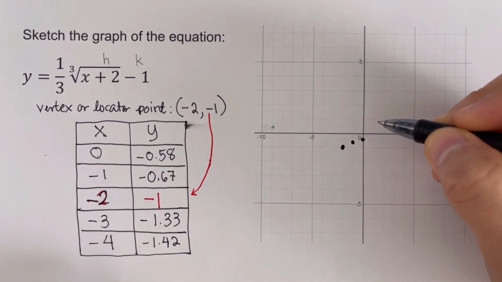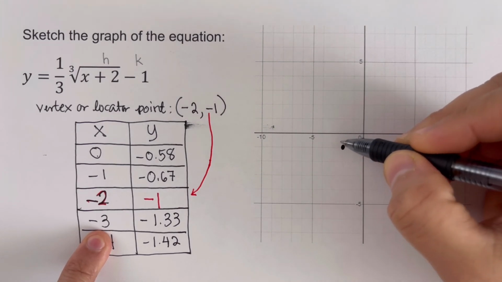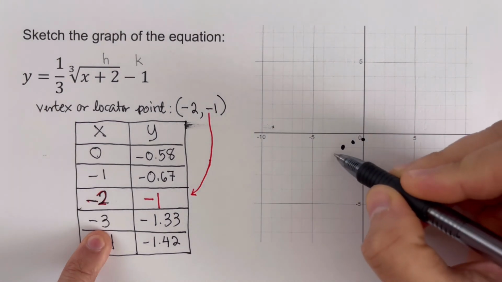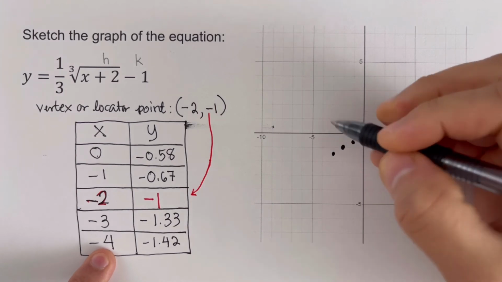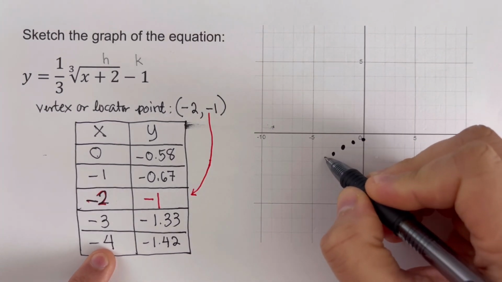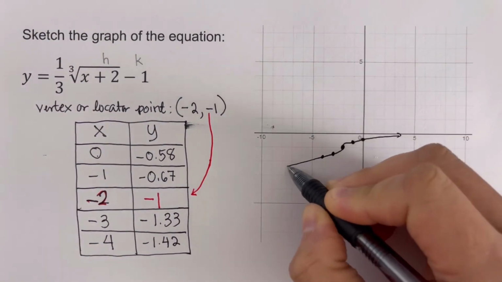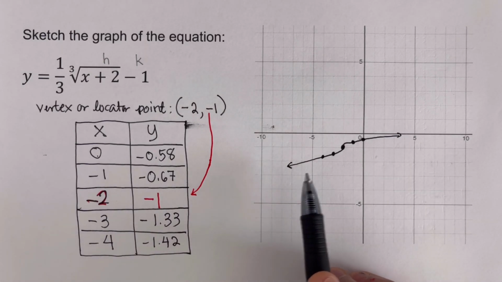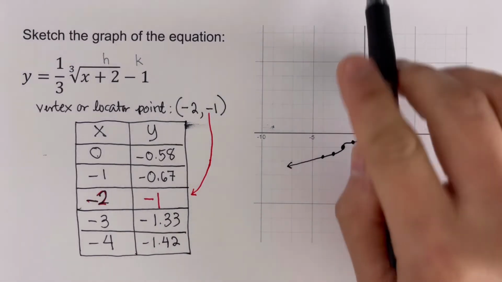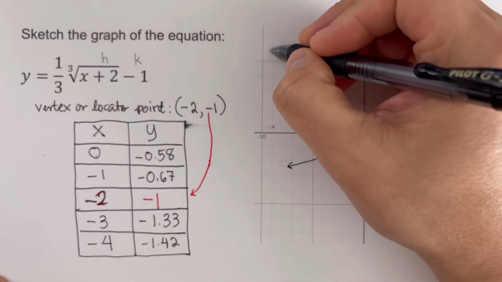And then we have -3. So 1, 2, 3 would be -1.33. So that should be somewhere around here. And then we also have -4 goes to -1.42. So that is down here. And so we are now ready to sketch the graph. Now, please notice that both endpoints of the graph are going infinitely to the left and to the right. It goes up and down infinitely as well. So this tells us that the domain and range for this graph would be all real numbers. So I'm going to go ahead and write that up here.